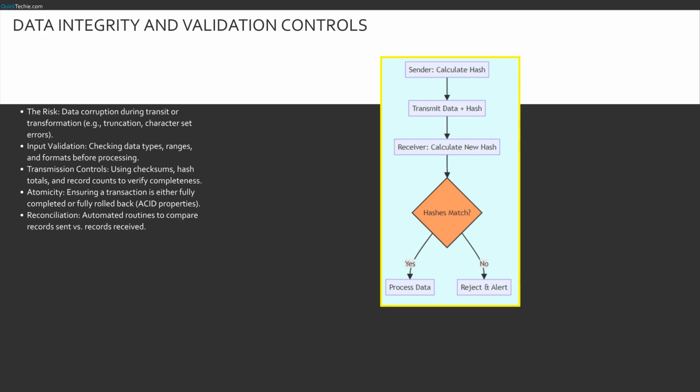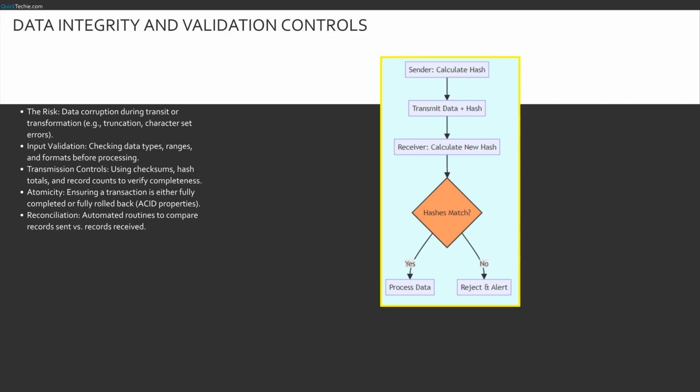Moving data is risky. Bits can flip, files can be truncated, and formats can break. Therefore, we need rigorous data integrity controls. We don't just trust that the file arrived, we prove it. We use checksums and hash totals, mathematical fingerprints, to verify that the file received is identical to the file sent. We also rely on record counts. If you sent 1,000 records and we received 999, the job failed.